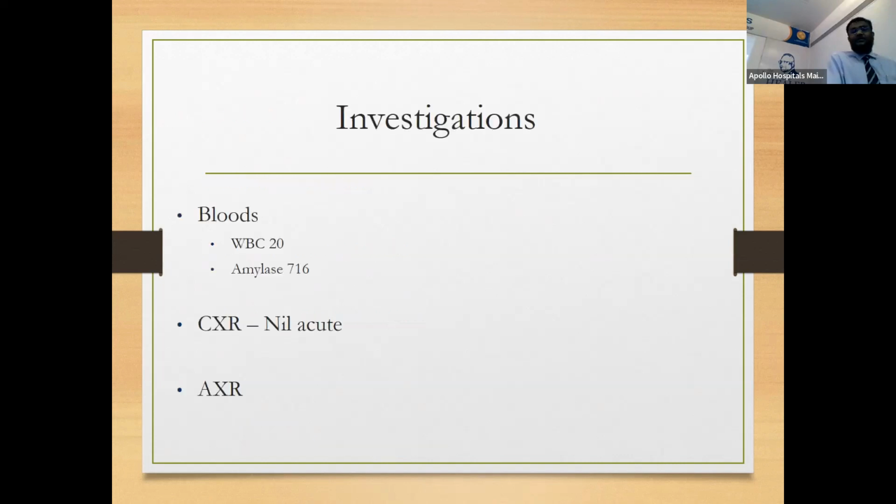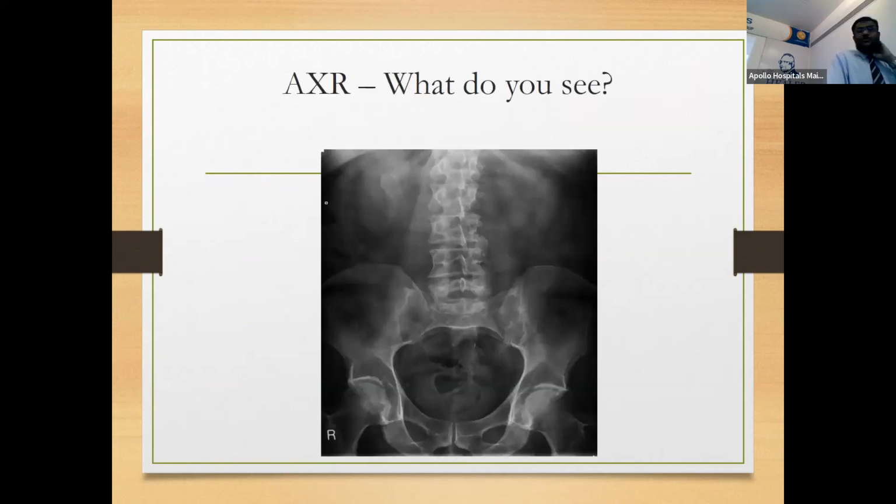So now she's not quite as well as she was 3 weeks earlier. She's tachycardic with some epigastric tenderness. Some bloods were done. White count is raised at 20. Amylase is significantly raised, 716. So that's about 3.5 times normal. Nothing much on the X-ray, chest X-ray, abdominal X-ray was this. Any thoughts about what you see here?